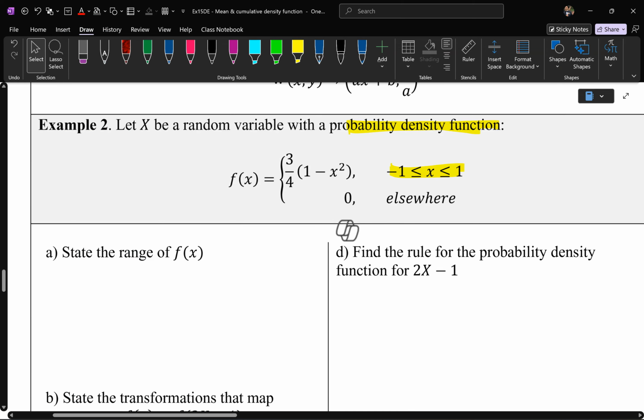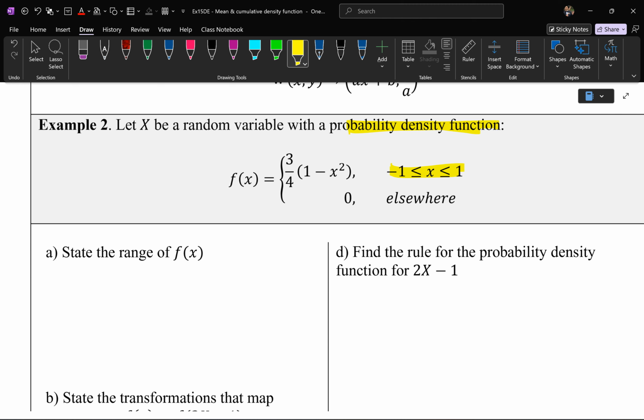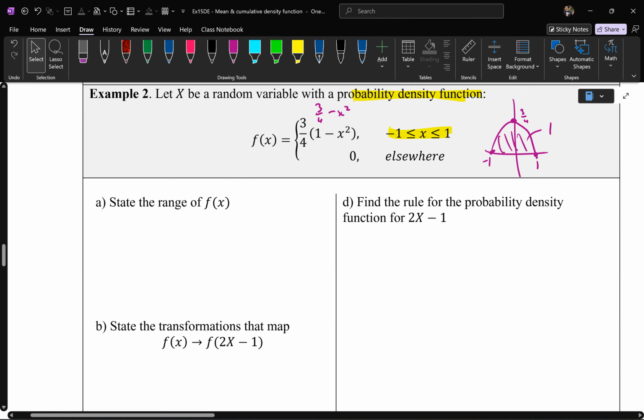Technically it's quadratic. You can actually see that it looks like 3/4 times 1 minus x squared. So essentially it's just probably like this: 3/4, x-intercepts at -1 and 1. There we go. That's roughly what the graph looks like. So if you sketch it on your CAS, that's what the graph looks like. And the area is 1, and everywhere else is 0. So just with the graph it makes it easier to answer the question.